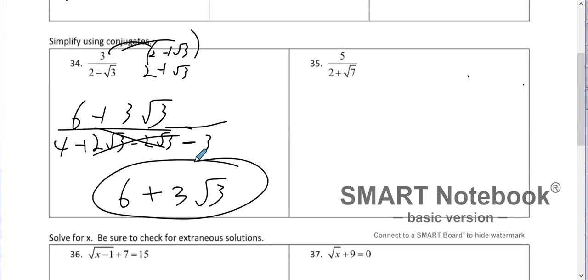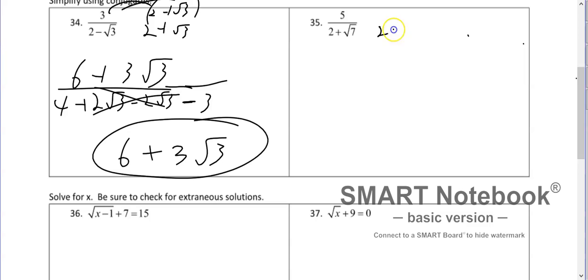So in 35, same concept, except this time the conjugate is 2 minus radical 7. 2 minus radical 7. When I multiply on the top, it's simple distribution. 5 times 2 is 10, minus 5. Just plop it in front of the radical 7.